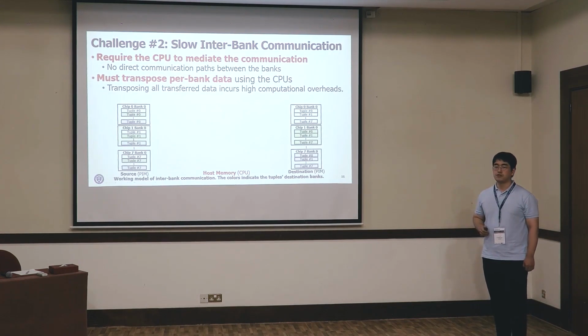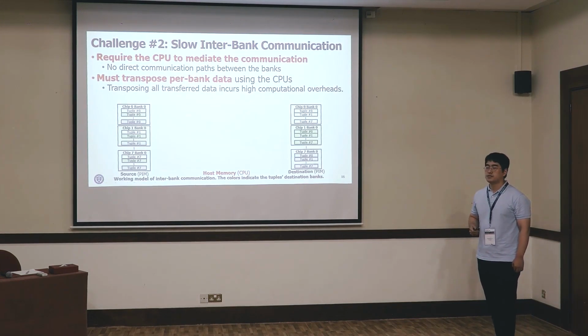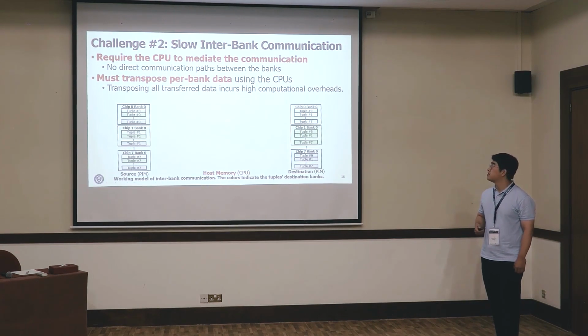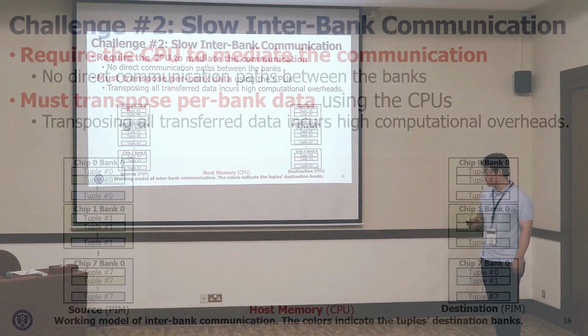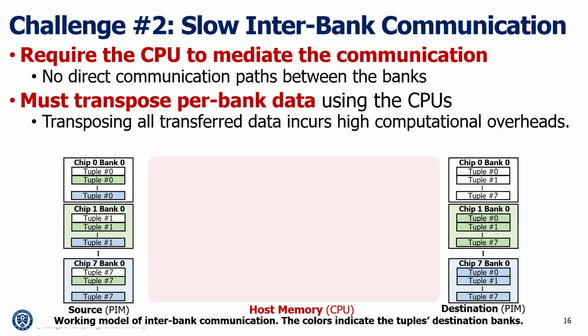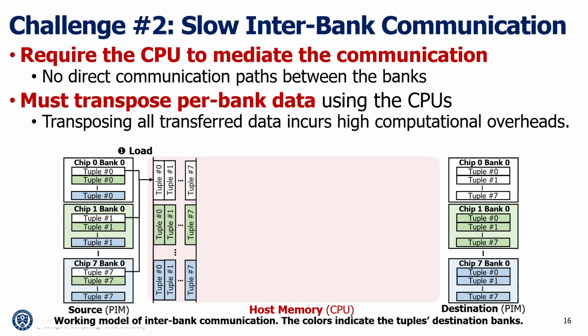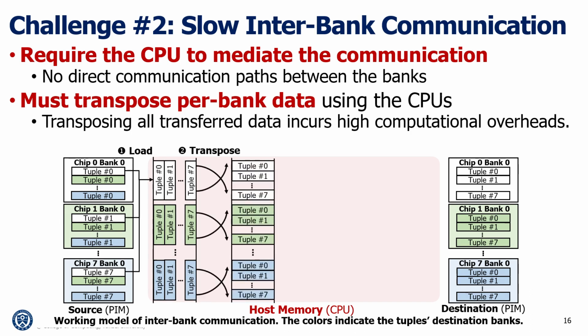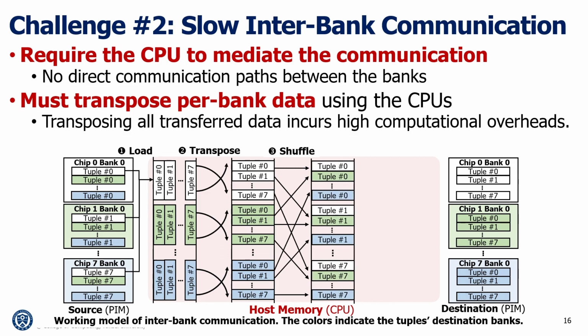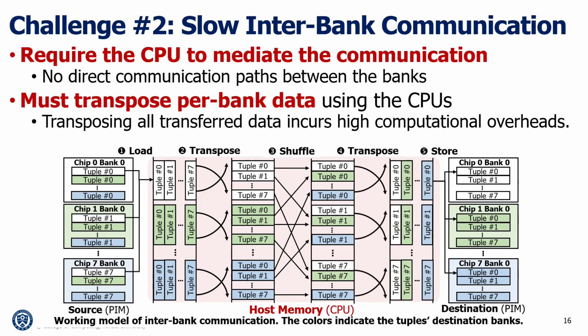So our second challenge is the slow inter-bank communication. As I mentioned, there is a need for the CPU to mediate the data transfer between the source and destination banks. And there is a need for transposing each data to identify the exact data. So the conventional communication working model starts with loading and transposing the tuples. This is performed by the UPMEM SDK. When the tuples are stored in the host memory, the CPU performs shuffling on the host memory side. And then we perform transposing and storing the tuples to the destination banks.